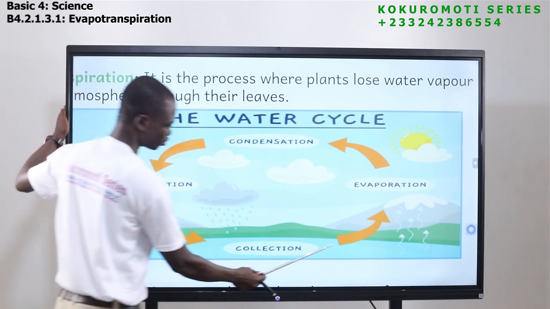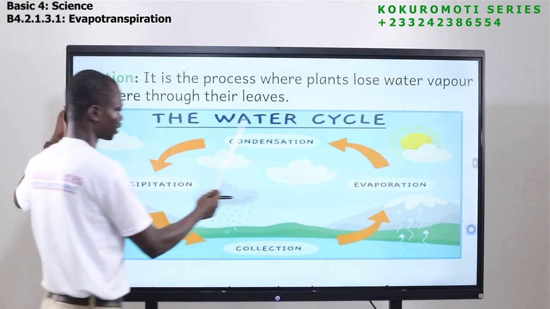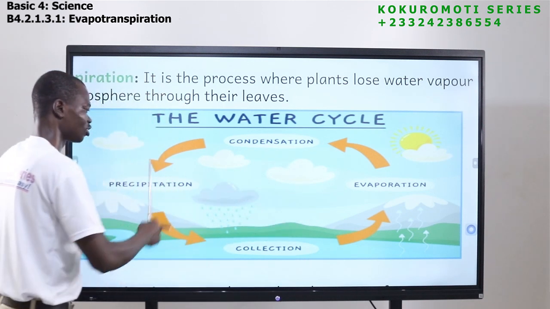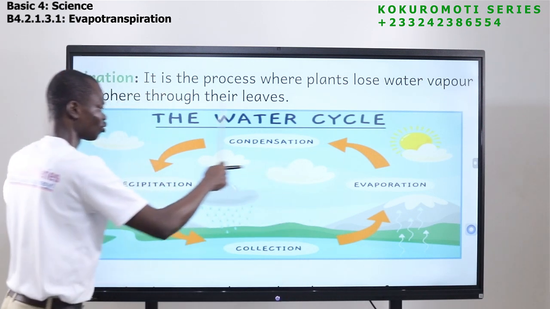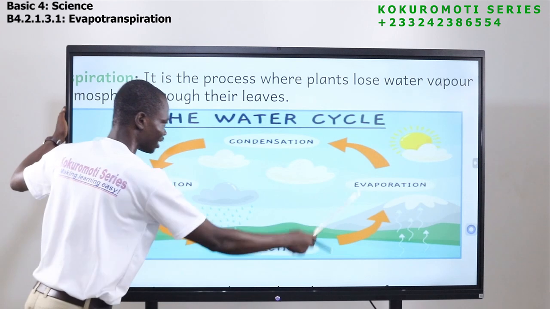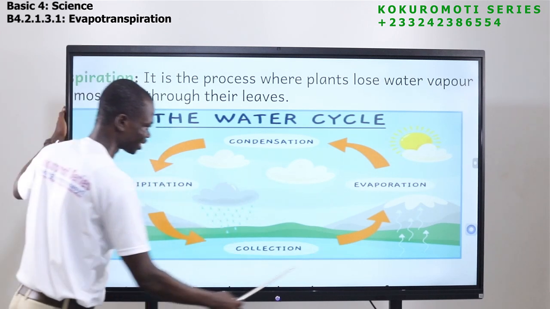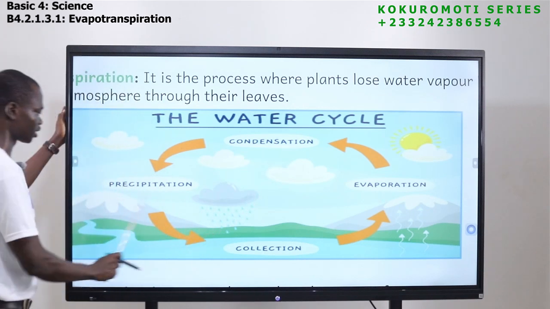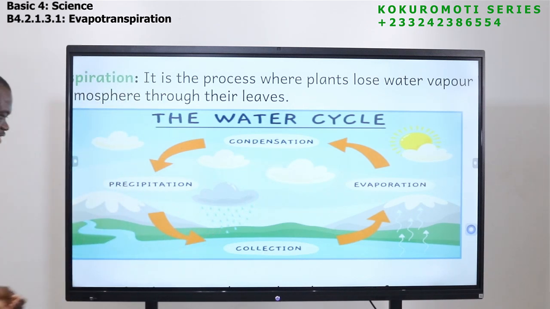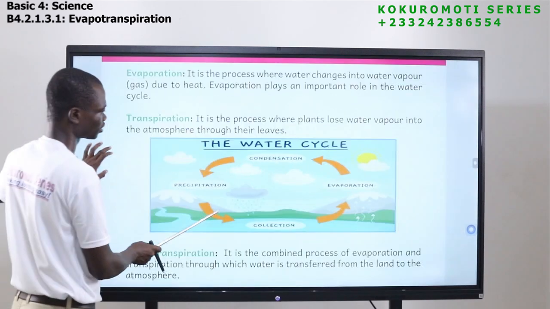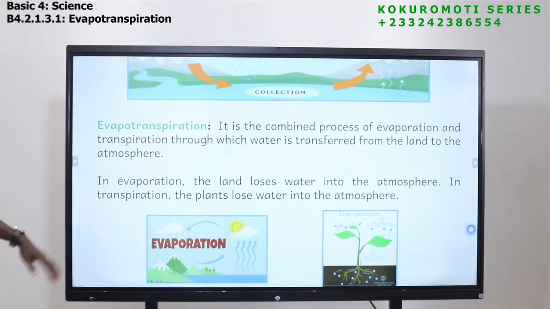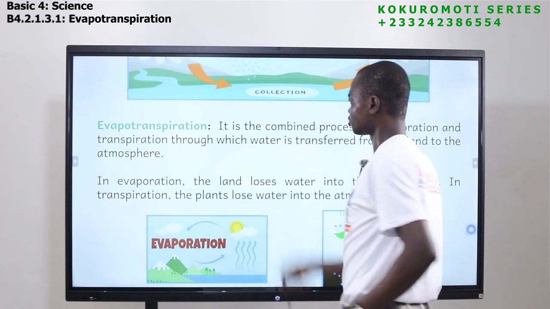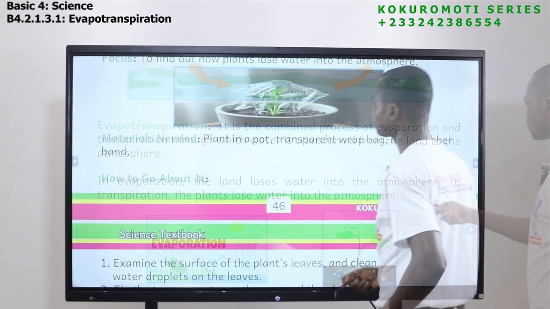It is the movement of water. Look at the arrow from the ground to the atmosphere, back to the ground again, goes up again, and back. So this is a cycle. Water that is moving in a cycle, we call it the water cycle. And the processes involved are evaporation, condensation, precipitation. We also have transpiration. So that is the water cycle for you. Now there is another one here, evapotranspiration. Yes, it is a combined process of evaporation and transpiration through which water is transferred.